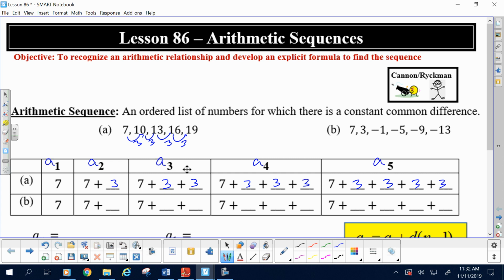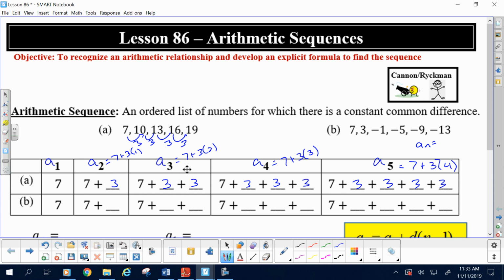So couldn't we say that the fifth term is like starting with 7 and adding 3 four times? Couldn't we write it something like that? 7 plus 3 four times? And isn't A4 like 7 plus 3 three times? And A3 is like 7 plus 3 twice. And A2 is like 7 plus 3 once. And A1 is like 7, not adding 3 at all. You with me?